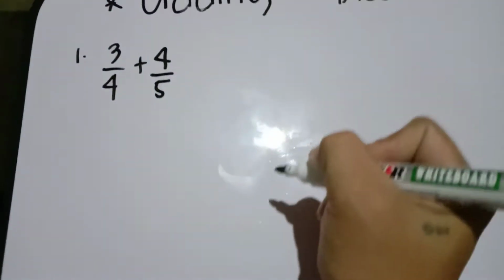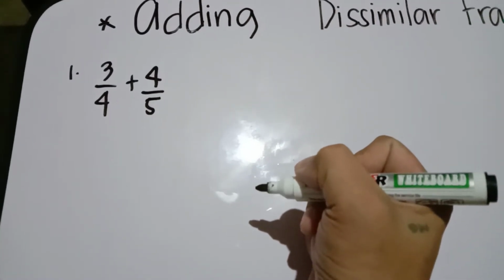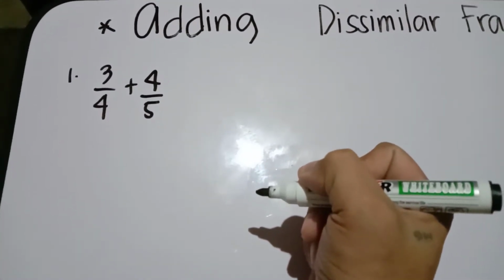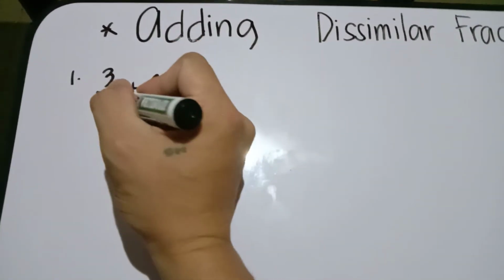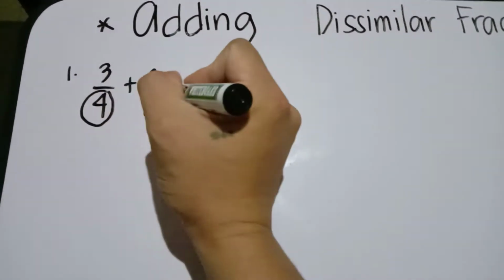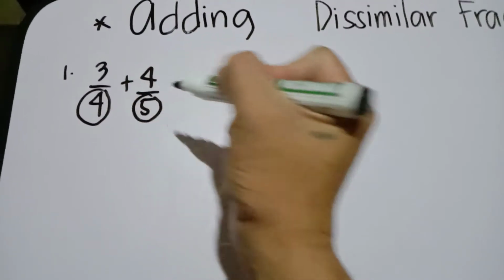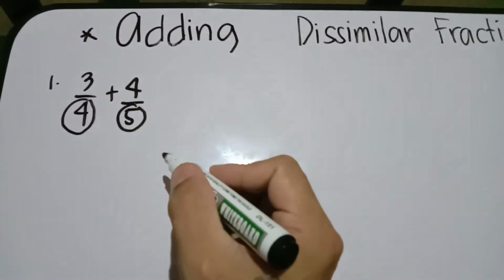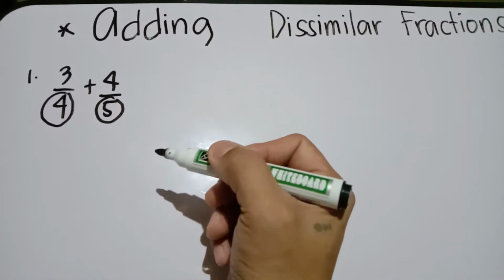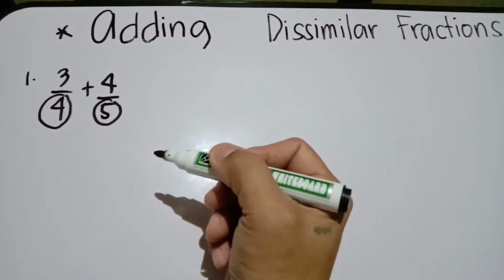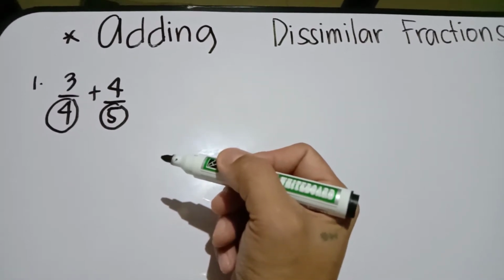Okay, now try to look at the fractions. The two fractions have different denominators. The denominators are 4 and 5. So these fractions are examples of dissimilar fractions. When we say dissimilar fractions, these are fractions having different denominators.